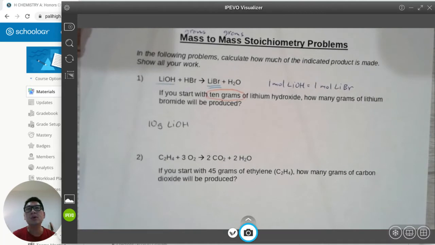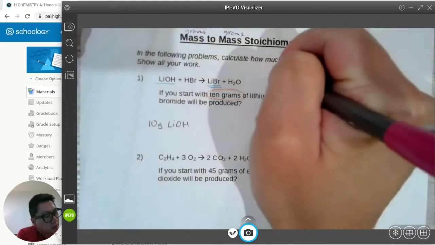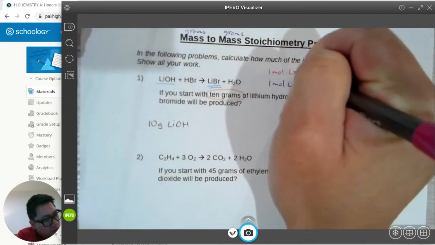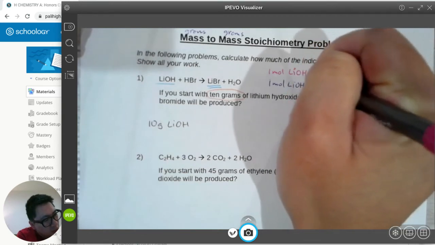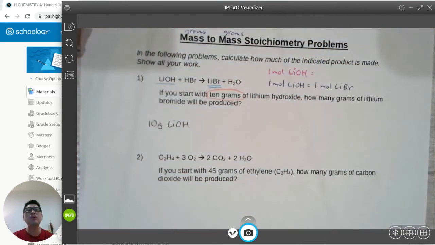To change grams to moles or moles to grams, I need to know one thing. And that is the molar mass of, in this case, lithium hydroxide. How much does 1 mole of lithium hydroxide weigh? How much does 1 mole of LiOH weigh? Well, for the molar mass of lithium hydroxide, we need a periodic table. We need to look up the molar mass of lithium, the molar mass of oxygen, and the molar mass of hydrogen.